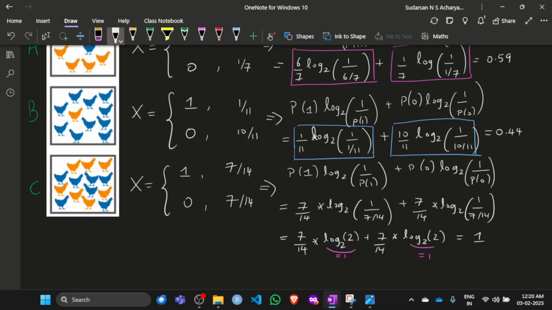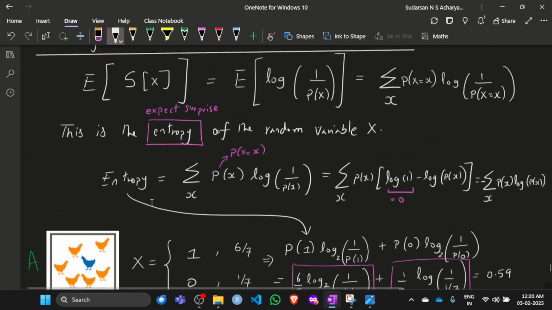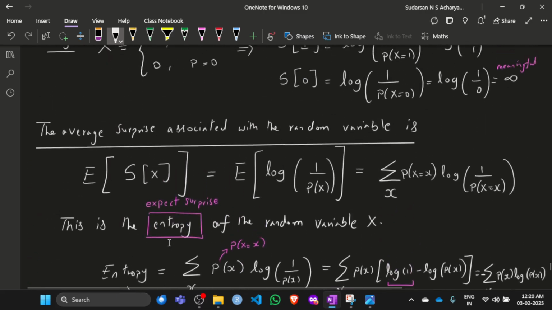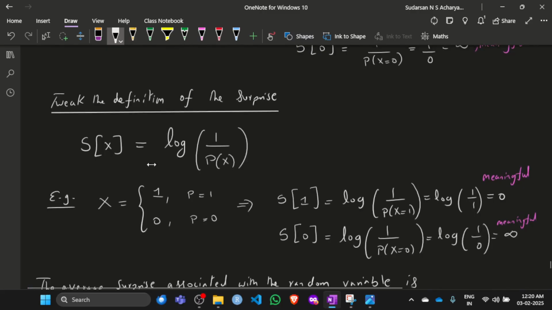So that is the definition of the entropy associated with a random variable. Quick recap, the surprise associated with a random variable, for a particular value, is the logarithm of 1 over the probability that the random variable takes that particular value, right? So this was the definition we started with. So the surprise associated with a random variable taking a particular value is log of 1 over the probability that the random variable takes that value.